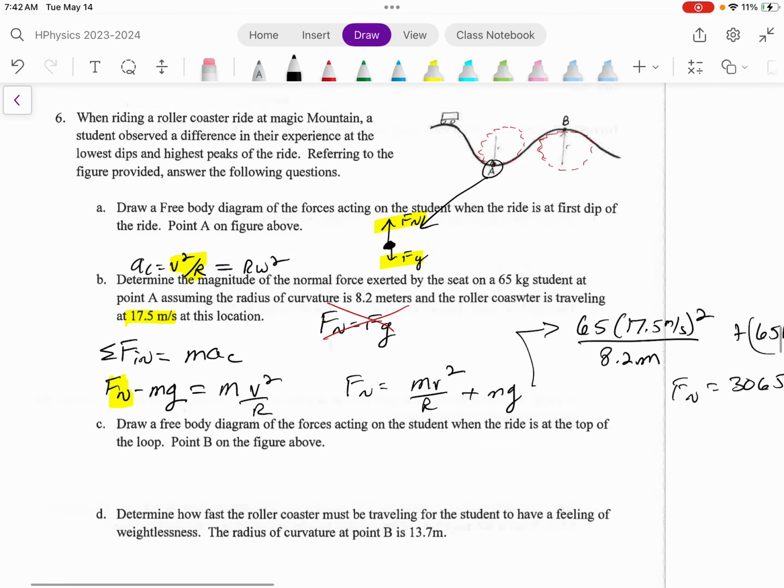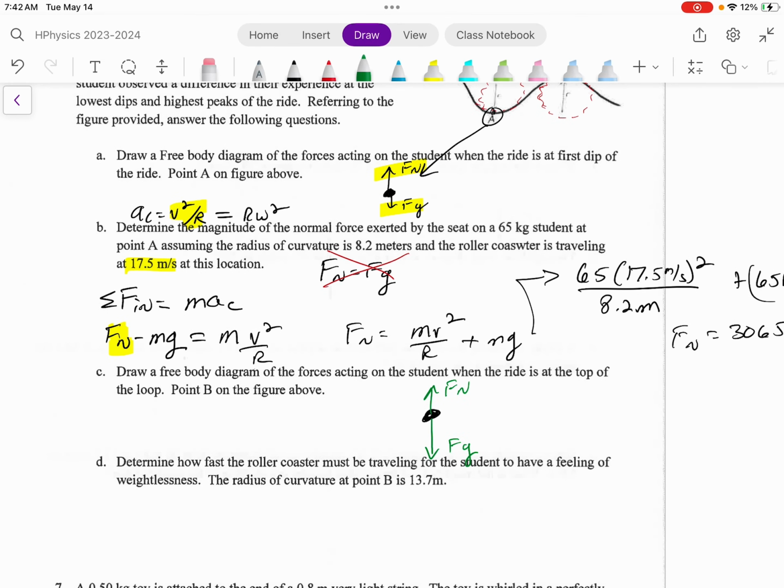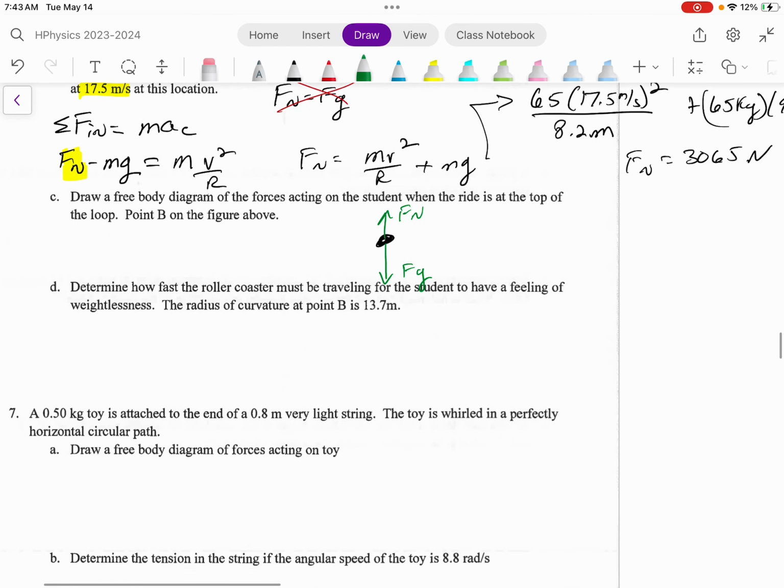Now we're looking at point B. Here's the dot. The person is, if you can imagine, if you drew a picture up there, there's still a force normal upwards. Now force of gravity has to be larger than force normal, because there has to be a net force downward towards the center of that circle. Not that I needed you to draw the length of the vector correctly. I didn't ask for that, but I'm just using this as a teaching moment or review moment. Anyway, determine how fast the roller coaster must be traveling for the student to have a feeling of weightlessness.